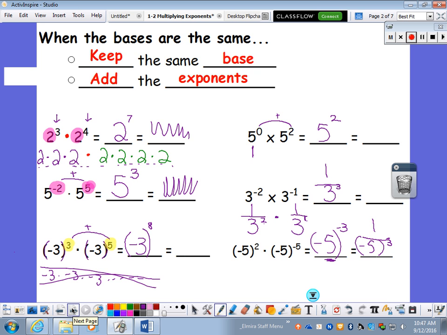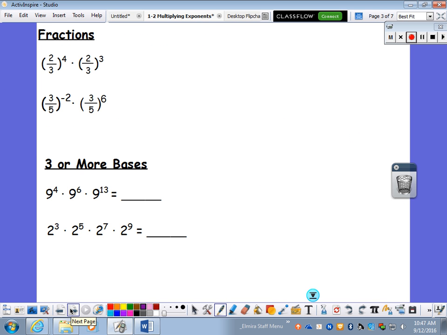So, going on to the next page, fraction bases. Honestly, it doesn't matter what the base is. The bottom line is keep the base. So if the base is 2/3 in parentheses, and then my exponents are 4 and 3, just add them. 7. Done.